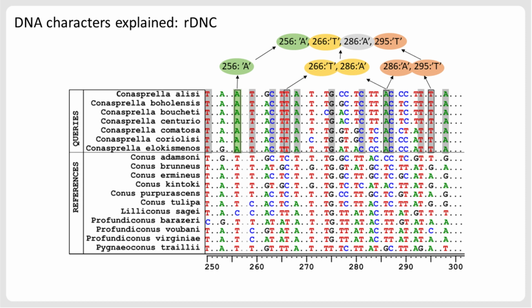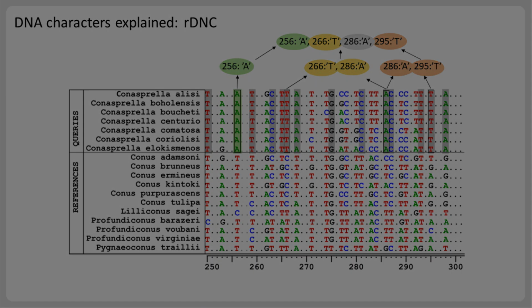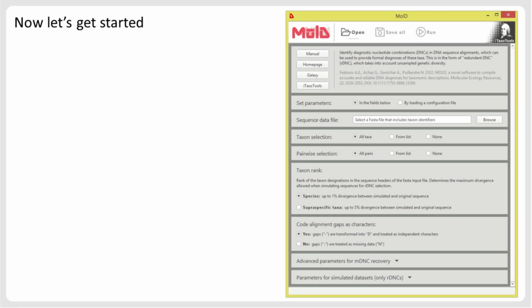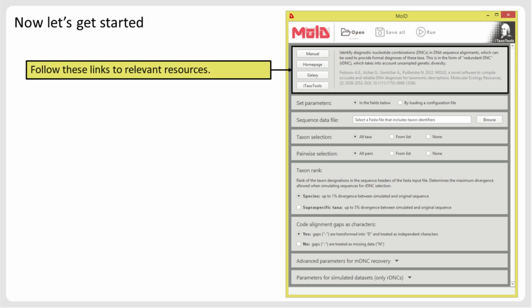This was a brief introduction to give you an idea how MolD assesses DNA characters and the type of output it generates for DNA diagnosis. The actual algorithms for calculating MDNCs and RDNCs are not trivial and are explained in the original publication introducing MolD. Now, let's see how MolD works in practice. Here, we illustrate the use of MolD through the standalone executable distributed in the iTaxoTools project. Web-based versions of MolD can also be found on the iTaxoTools website. Advanced users may prefer to run MolD in command line mode directly from the Python source code.